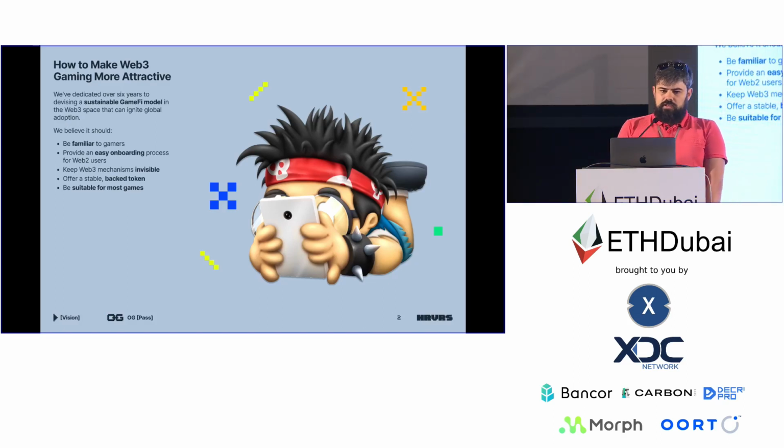Our approach to making Web3 gaming more attractive is that it needs to be familiar to the gamers, so the feature they are using is already familiar. It needs to provide an easy onboarding process for Web2 users. Web3 mechanics should be invisible as much as possible. We will need to offer a stable, asset-backed token, so the volatility is not that high. And it needs to be suitable for most games to implement within their gameplay.